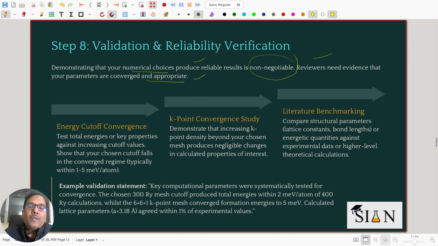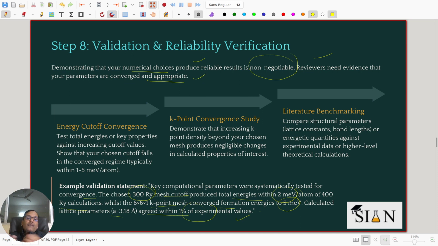So the key computational parameters were systematically tested by convergence. The chosen 300 Ry mesh cutoff produces total energy within 2 meV per atom of the 400 Ry calculation, whilst the 6×6×1 k-points mesh converges formation energies to 5 meV. The calculated lattice parameter a, equivalent to 3.18 Å, agrees within 1% of the experimental value. So all these three parameters, in my case also, I use this convergence test, and I can write like this.